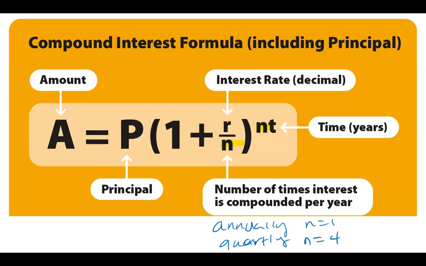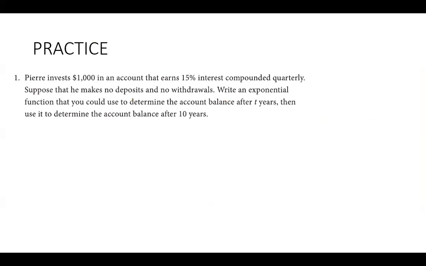All right. So let's do a problem using the formula. I personally like formulas because they make life easier. So up here we have Pierre invests 1,000 in an account that earns 15% interest compounded quarterly. Suppose that he makes no deposits and no withdrawals. Write an exponential function that you could use to determine the account balance after t years, then use it to determine the account balance after 10 years. Okay. So the formula that we're using is A of t equals our principal times 1 plus r over n to the nt.